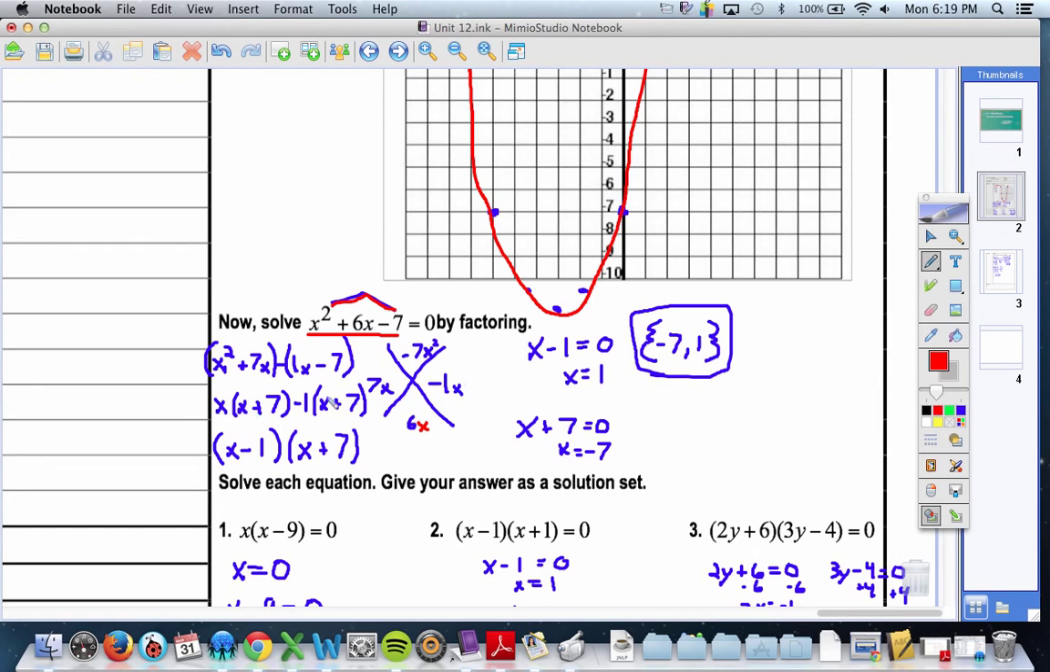7x and negative 1. When I plug those in, group the first two terms, last two terms, factor it out, and I get to this point right here where I have x minus 1, x plus 7. We solved it. We have the correct answer.